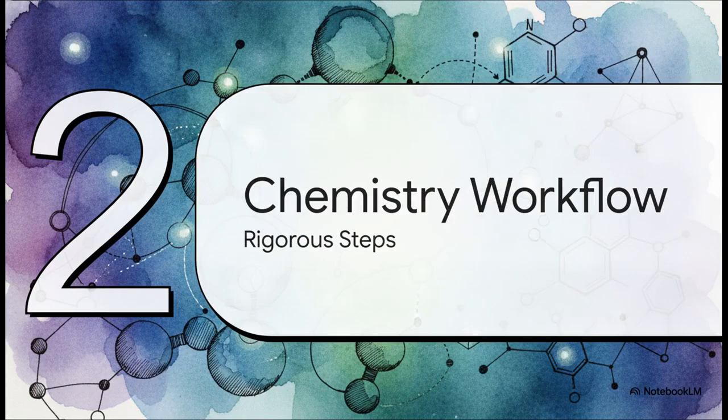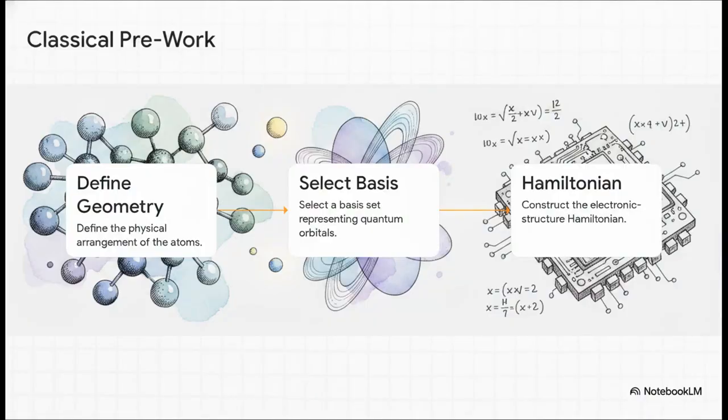Part 2. The quantum chemistry workflow. Let's dive into the quantum chemistry workflow and see how this all builds into a multi-layered sequence. Now, before a quantum computer is even touched, there is a massive classical pre-processing phase. Step 1 is defining the molecular geometry, so the literal physical arrangement of the atoms. Step 2 requires selecting a basis set to represent the quantum orbitals. Step 3 is using classical algorithms, like Hartree-Fock methods, to construct the electronic structure Hamiltonian.